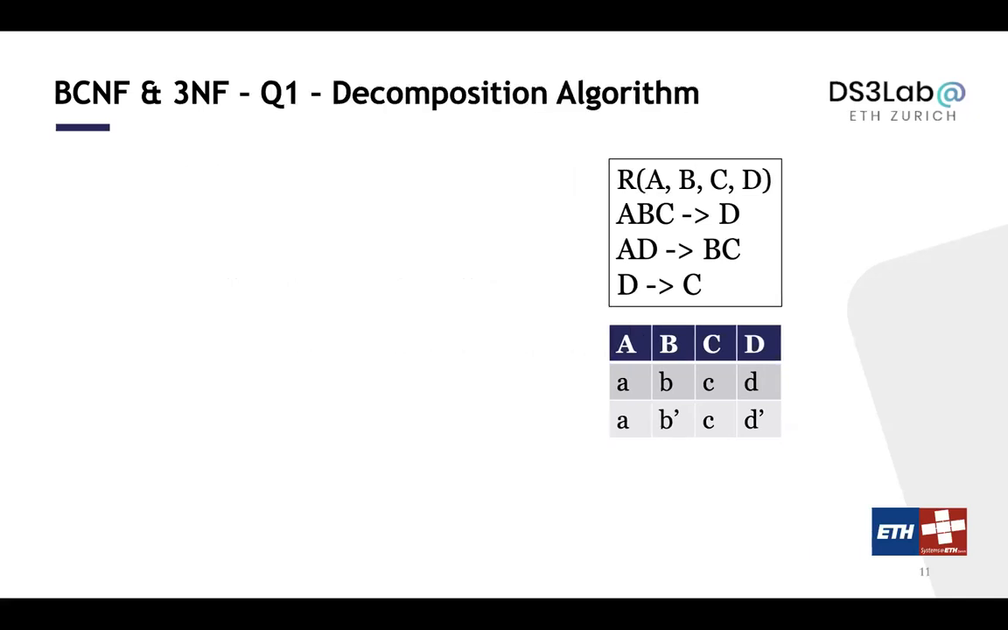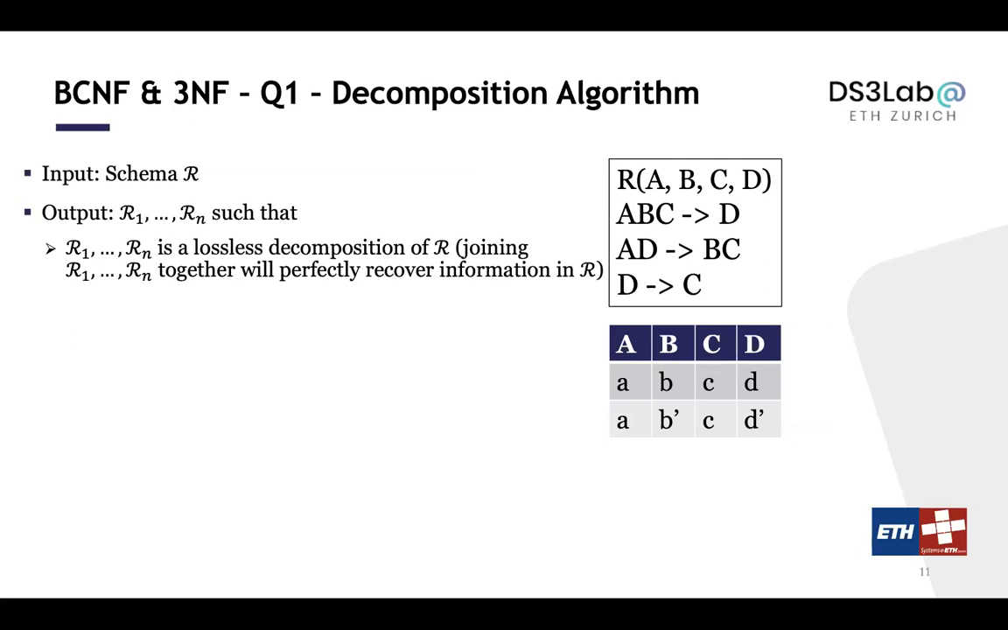When we talk about the decomposition algorithm for BCNF, your input is a relational schema R, and your output is R1 to Rn. You want to make sure two conditions hold. First, R1 to Rn is a lossless decomposition of R, meaning that if you join them together, you will perfectly recover all the information in R. And second, you want all of R1 to Rn to be in BCNF. That is the property we want.